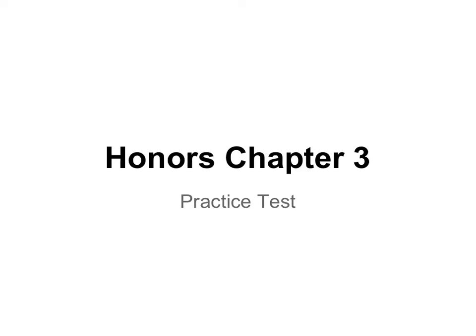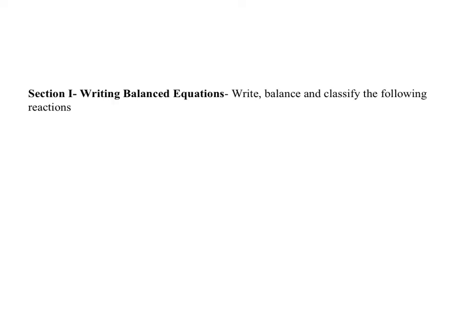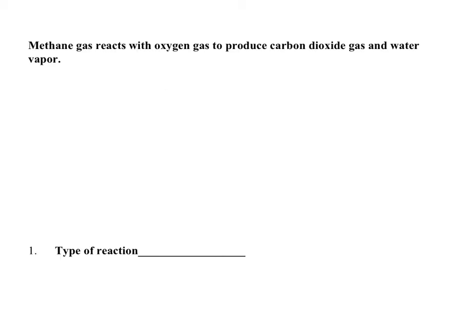So this is the review for the Chapter 3 honors test. We're going to start by balancing and identifying types of equations. The first equation: methane gas reacts with oxygen gas to produce carbon dioxide gas and water vapor.